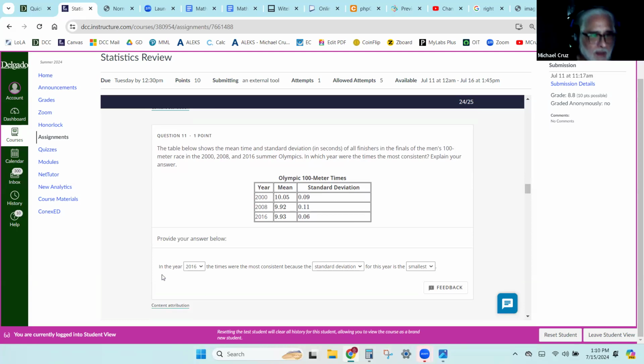So if everything in the data set is all clumped nice and close together, then you have a small standard deviation. So in this case, most consistent. In other words, they were all pretty much close together, no way out outlier values. It's the one with the lowest. So in year 2016, the times were more consistent because the standard deviation for this year is the smallest.